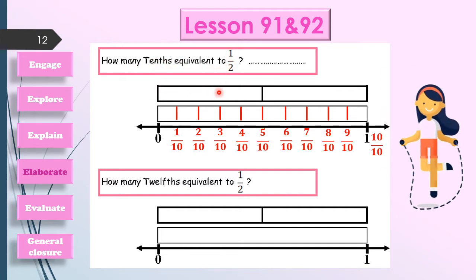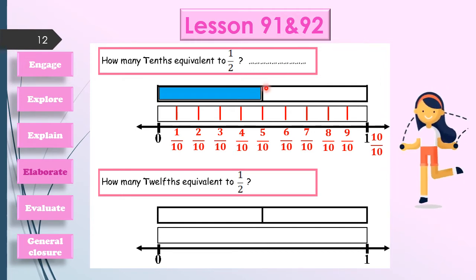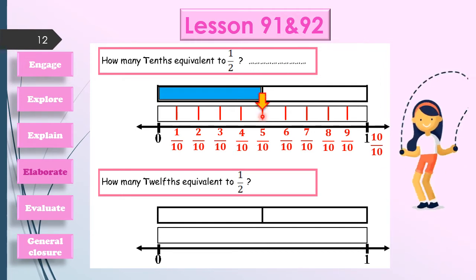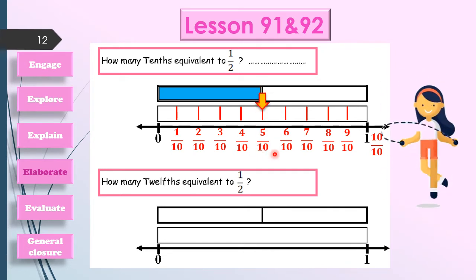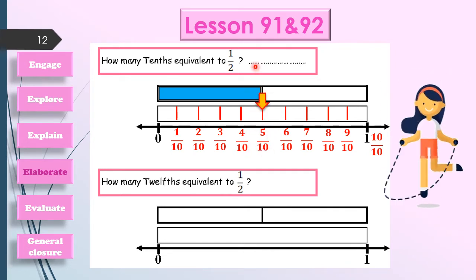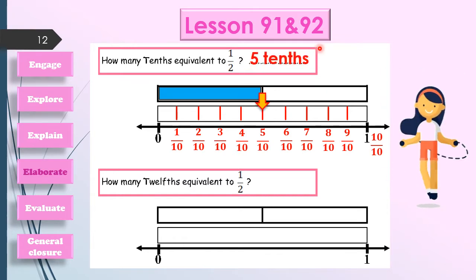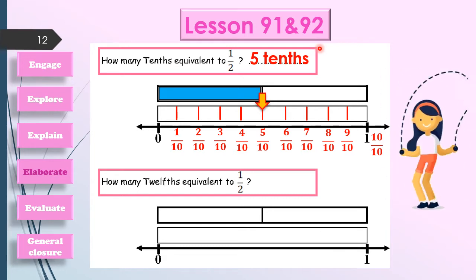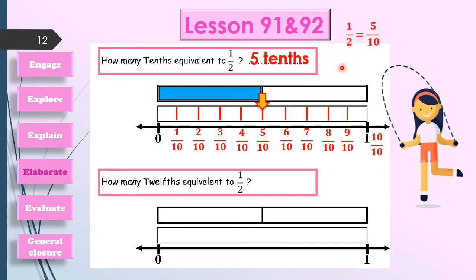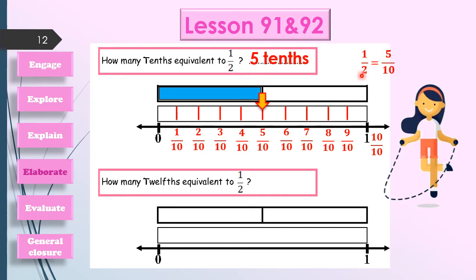First of all, color the half or the first fraction strip like this. This ends at what? Yes, at 5 tenths. Our arrow is pointing to 5 tenths. Let's write down here our answer, which is 5 tenths. If I want to prove it mathematically, to make sure I am right, let's write down half equals 5 tenths.